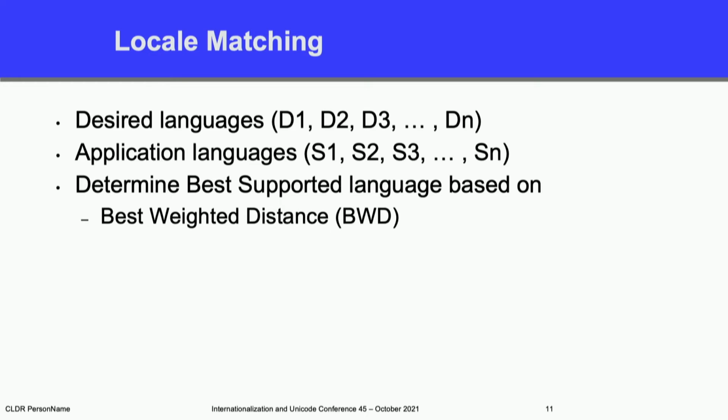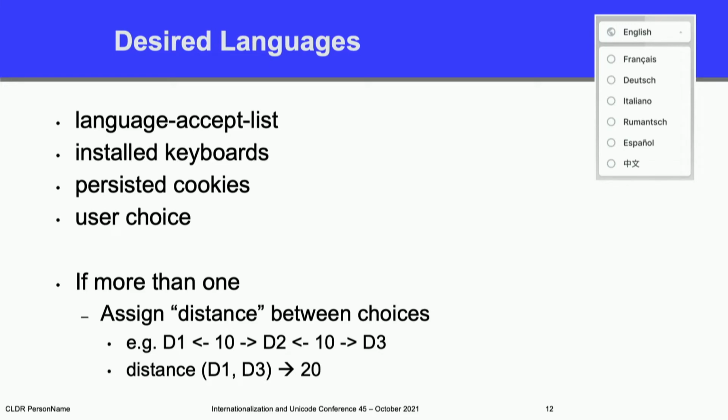So that's the user's desired languages. Then you have your application. For you, you have the set of supported languages, only you don't have one set for your application. You end up having a set of available languages for your generic content, a set of available languages for your components or application feature specific, and a set of available languages for your legal content. And then you go to determine what CLDR calls the best weighted distance, or BWD. So you go, okay, how am I going to put all this together?